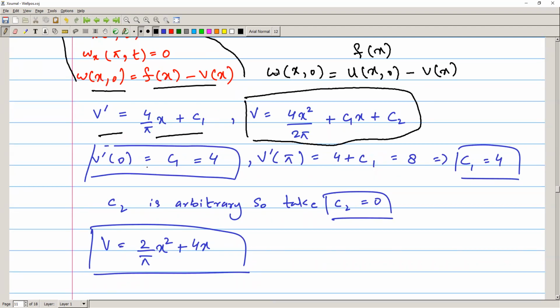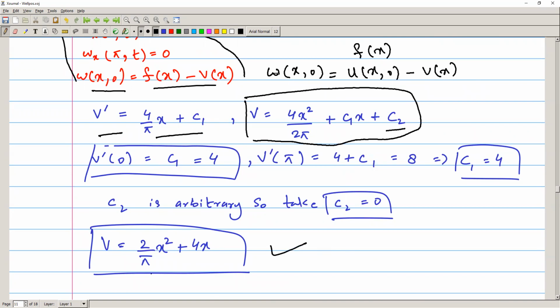Boundary conditions are Neumann boundary conditions. So from here we will get c1 is equal to 4, and c1 is equal to 4 from both boundary conditions. So we do not get any value of c2. So we can say that c2 is any arbitrary constant, because we cannot get the value from the given boundary condition. So c2 may take any value, right? So we can take it as 0. It doesn't matter to the solution.